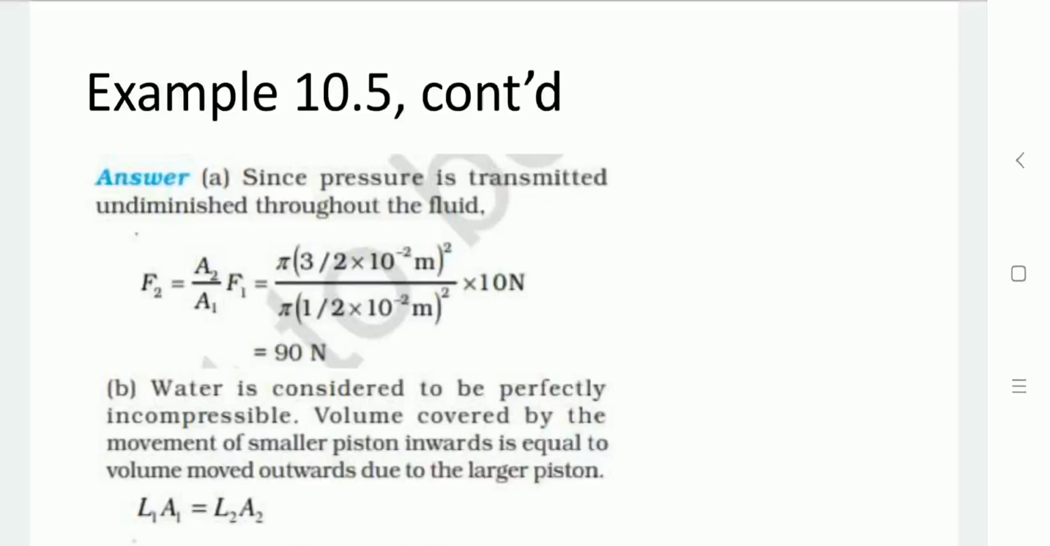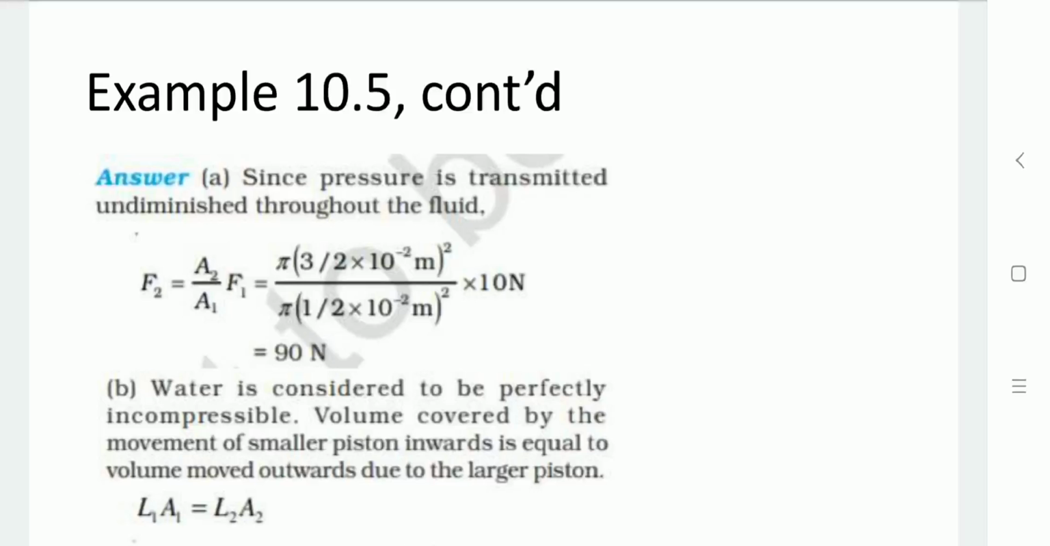We are having the diameter of both the pistons. Based on that, we are able to calculate its area, that is pi r square. Diameter is given, so to get the radius, divide by 2, so that would be pi r square. For A2, that is for the larger piston, and A1 is for the smaller piston.